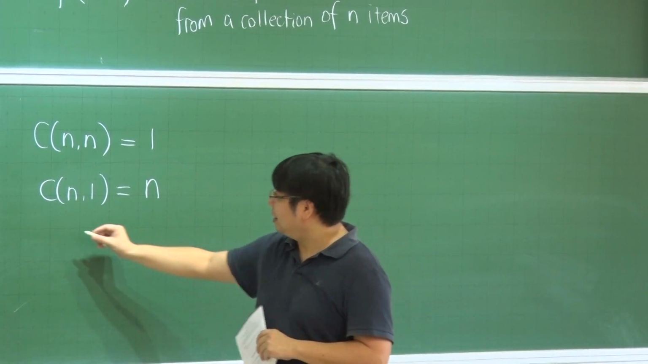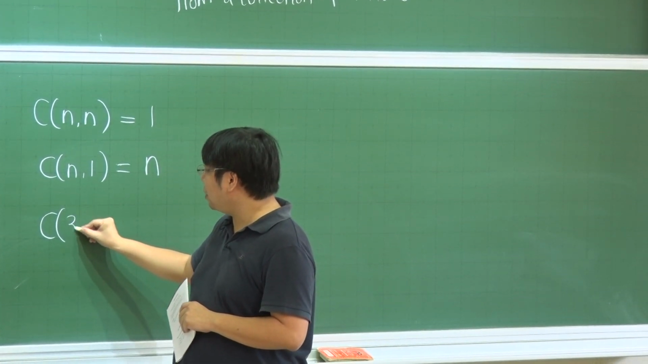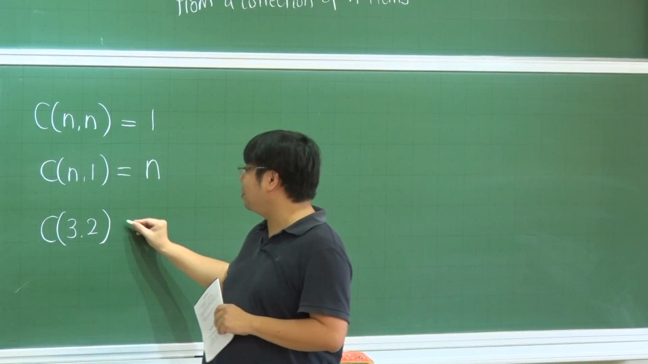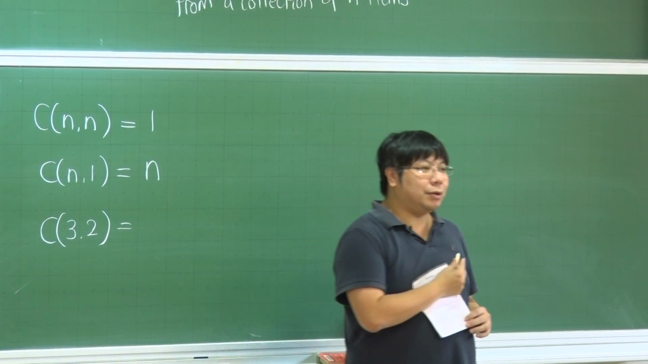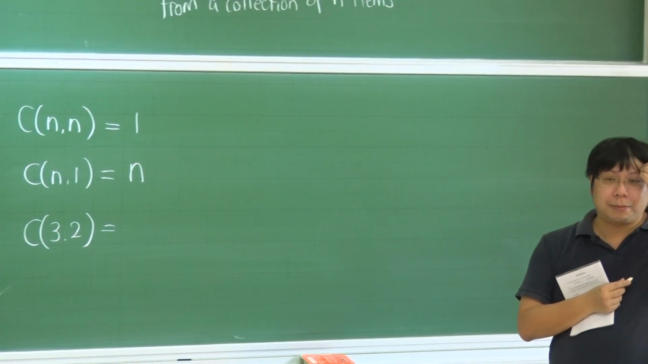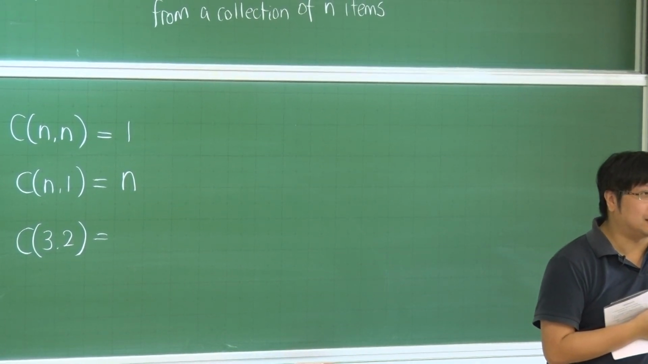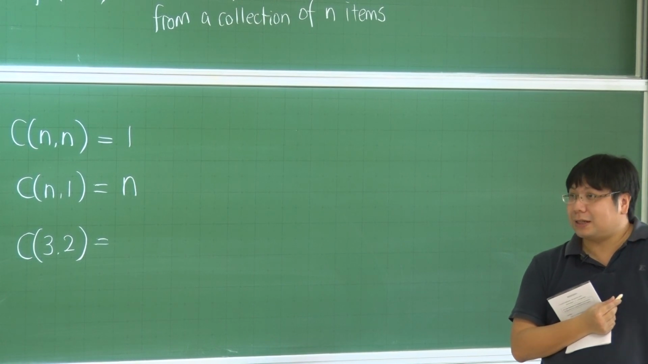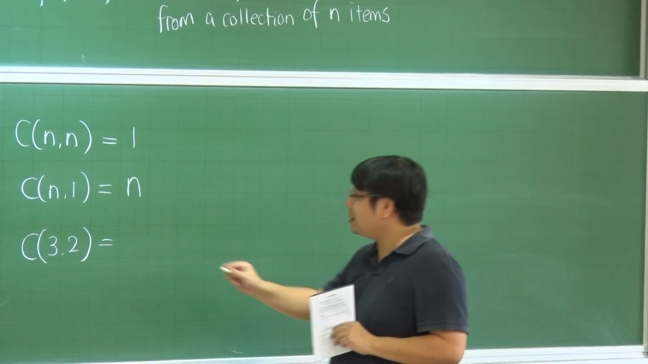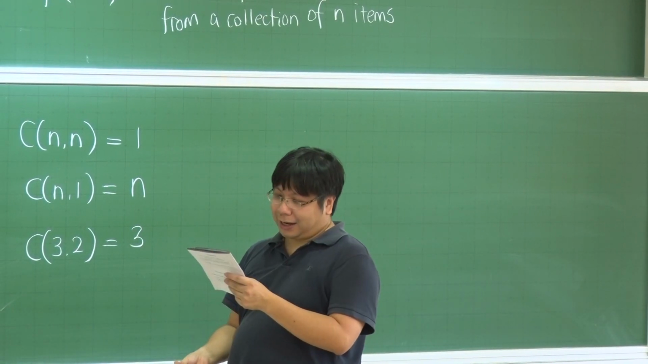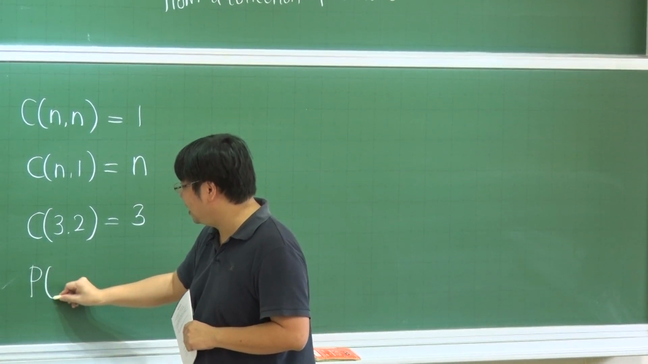And then, this one we have not tried, C(3,2). What is C(3,2)? We have 3 things in total. How many ways of selecting 2 things from them? 3. Okay, so we can select AB, we can select BC, we can select AC. Good, three ways.